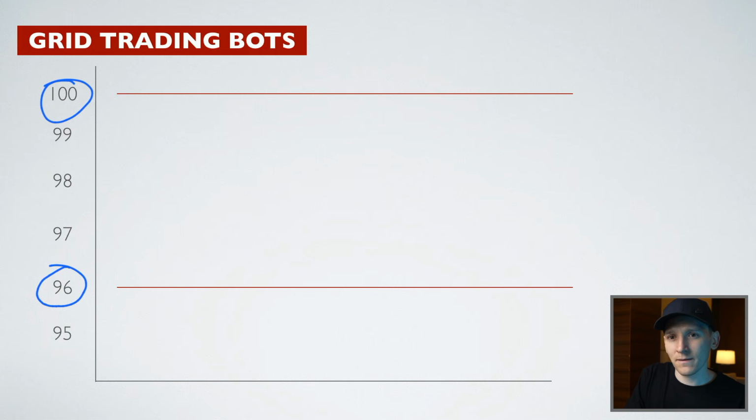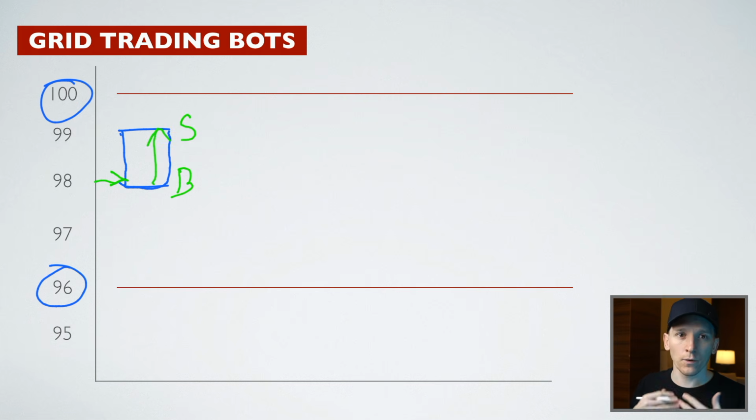The second thing is we have a number of grids within that price range. A grid is the difference between a buy and a sell. That would be known as a grid. So the price is 98. You buy here, the price moves up, you sell here. That's one grid. Buy low, sell high. There's your grid. How many of those grids do you want, and where are the price levels? That's what we have to set.